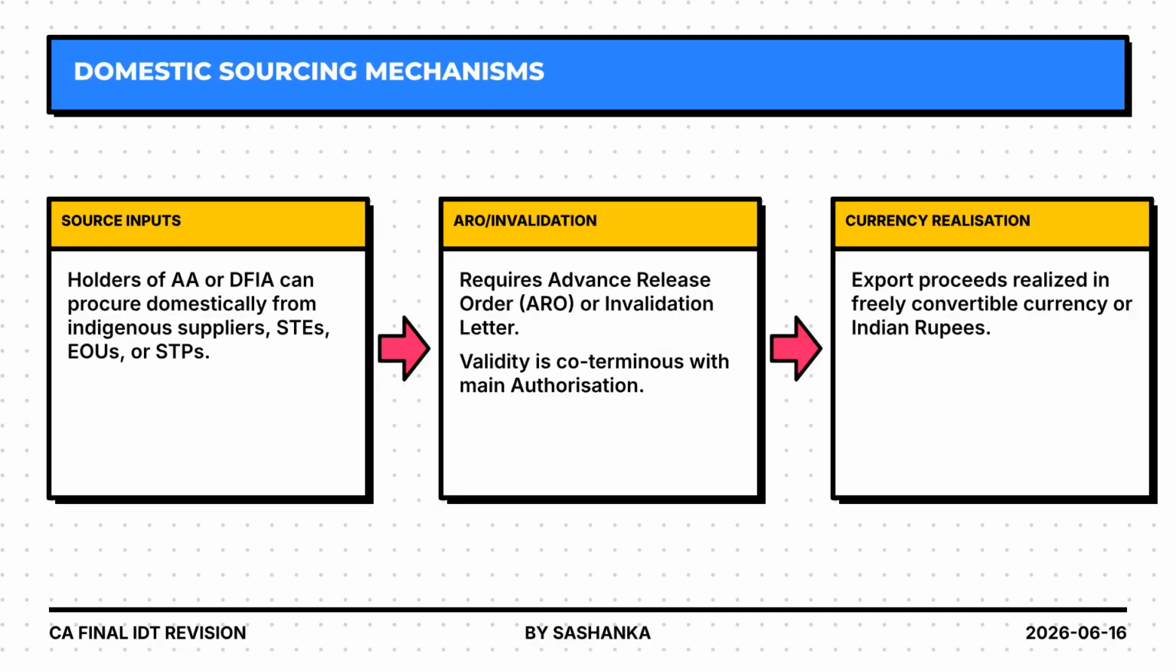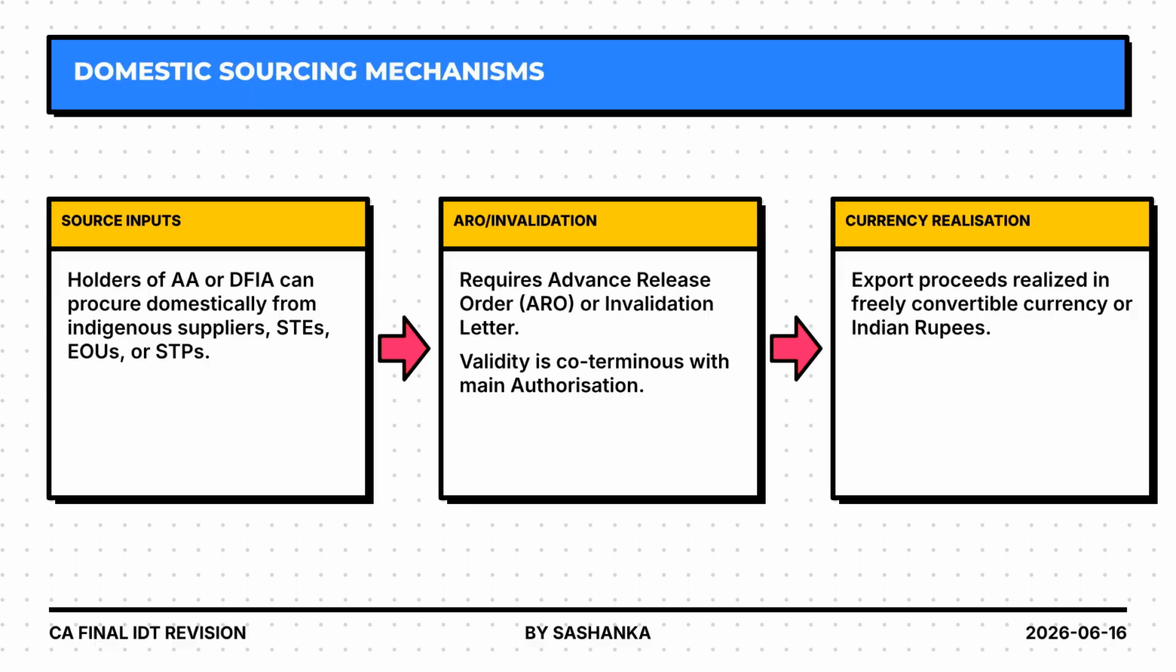Instead of importing inputs directly, holders of Advance Authorization or DFIA may choose domestic procurement. Inputs can be sourced from indigenous suppliers, state trading enterprises, EOUs, EHTPs, BTPs, or STPs. This procurement is facilitated through either an advance release order, commonly called an ARO, or an invalidation letter.